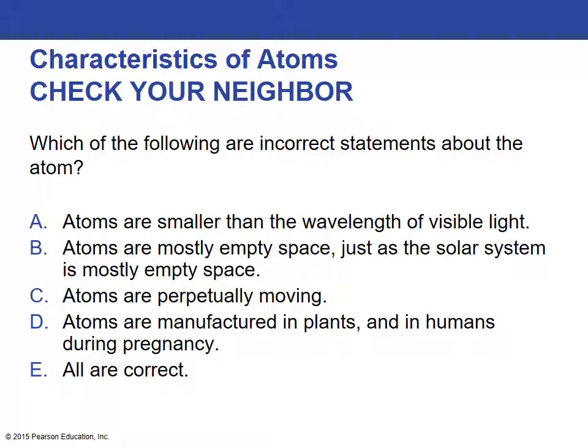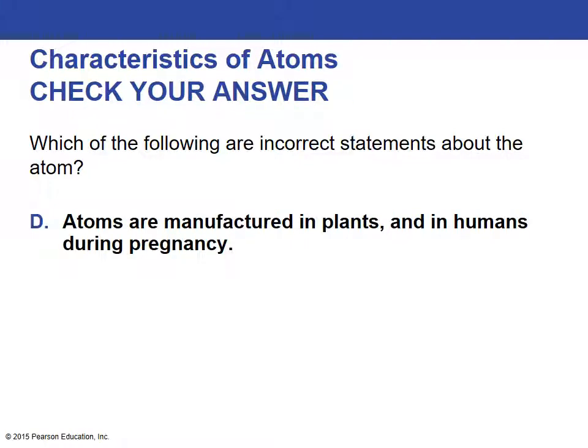Which one of these statements is incorrect? Is it the question about the size relative to visible light? Is it that they are not solid? Is it that they are moving? Is it that we create them? The part that is incorrect is that we create them. We create cells, we create a whole lot of other things, but the building block of them is atoms, which have been here for virtually forever.